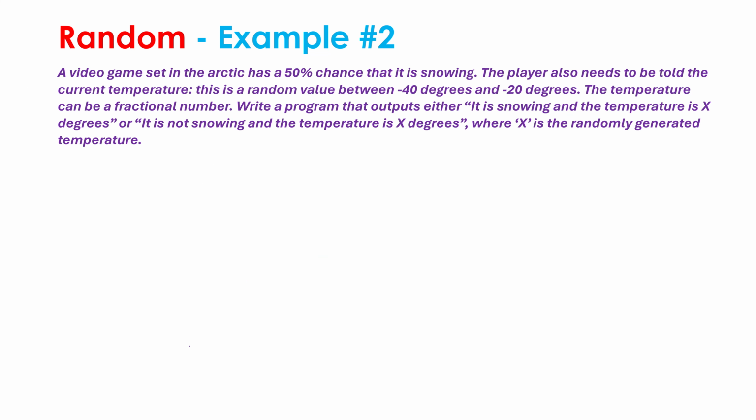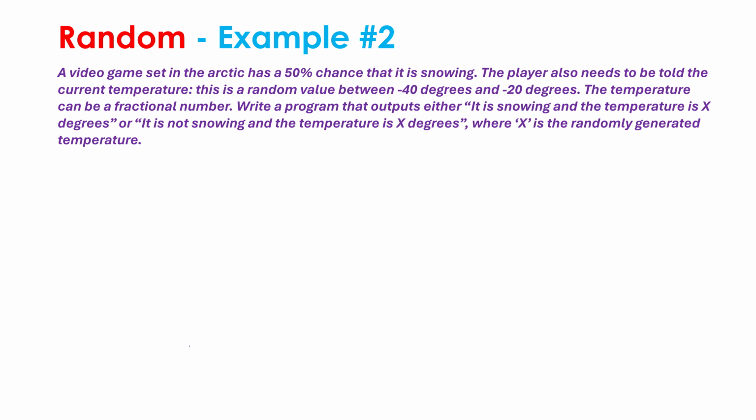Here is a longer example where we're actually going to use the random number to do something in practice. So a video game set in the Arctic has a 50% chance that it is snowing. The player also needs to be told the current temperature. This is a random value between minus 40 degrees and minus 20 degrees. The temperature can be a fractional number. Write a program that outputs either it is snowing and the temperature is X degrees, or it is not snowing and the temperature is X degrees, where X is the randomly generated temperature.